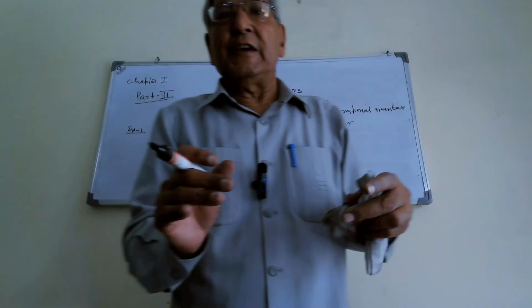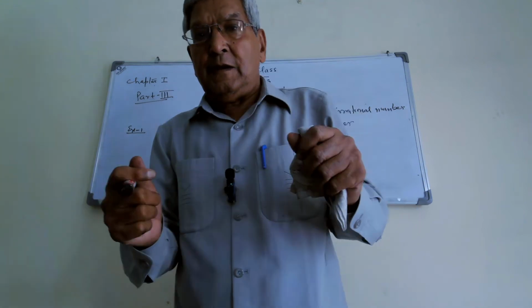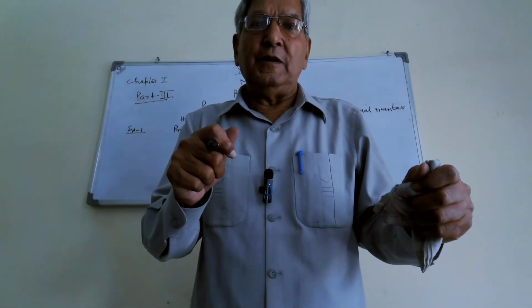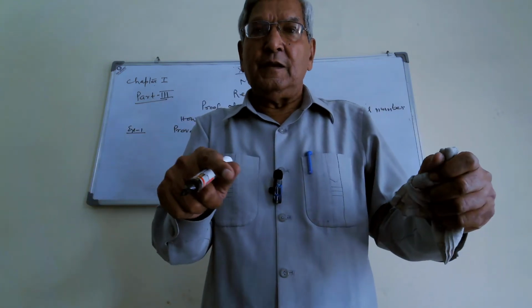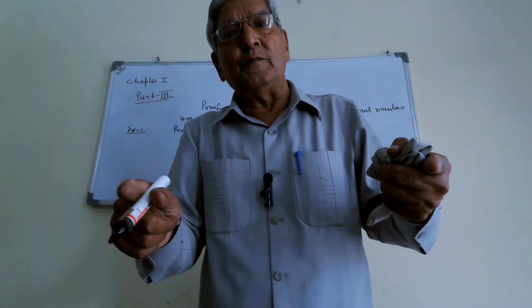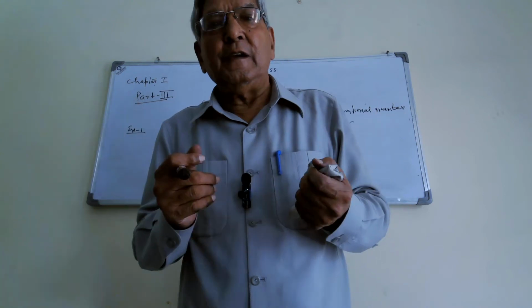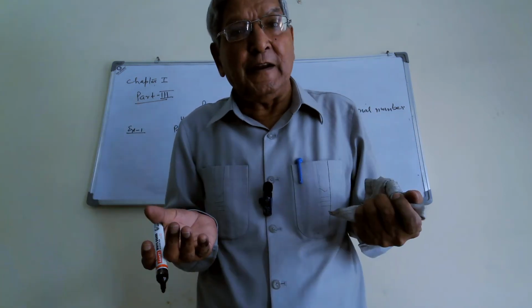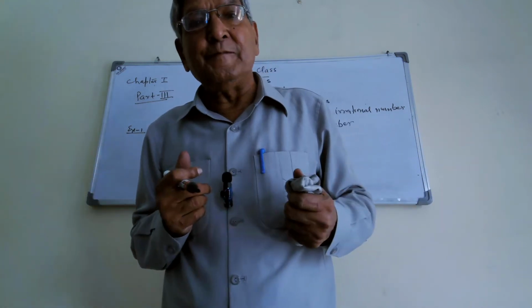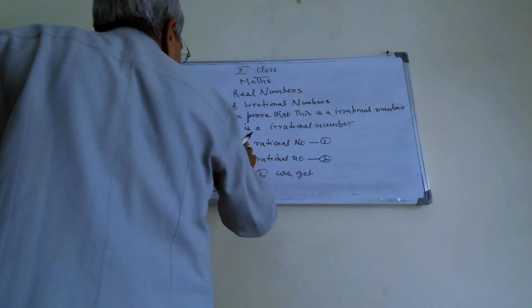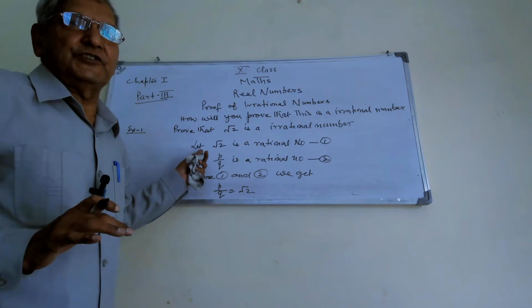These questions can be solved by taking the opposite of the given. We have to prove that root 2 is an irrational number, but we have to assume that root 2 is a rational number. If the condition of rationals is not satisfied, then automatically it will be an irrational number. So we assume root 2 is a rational number.